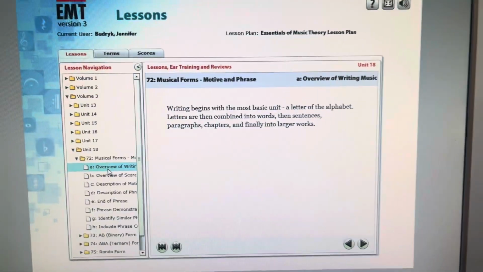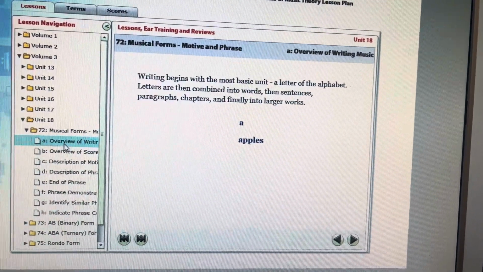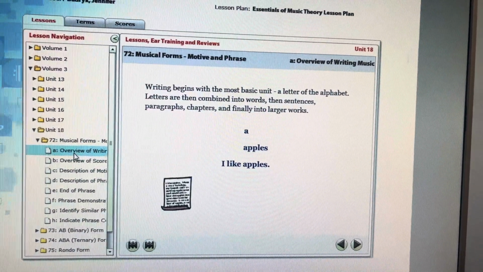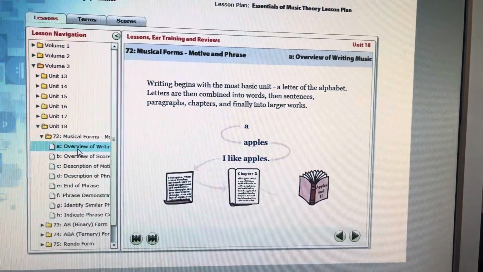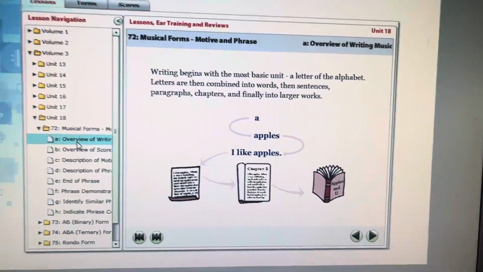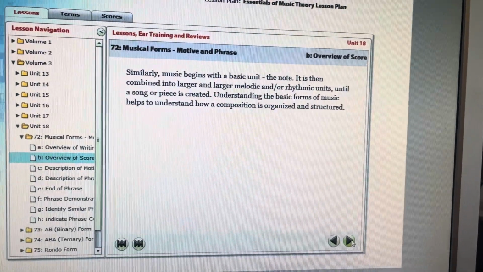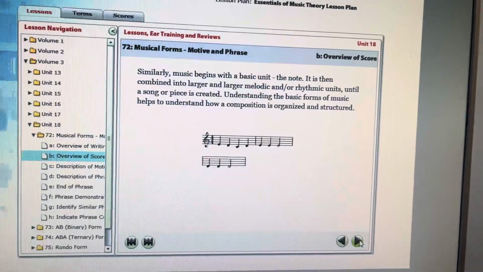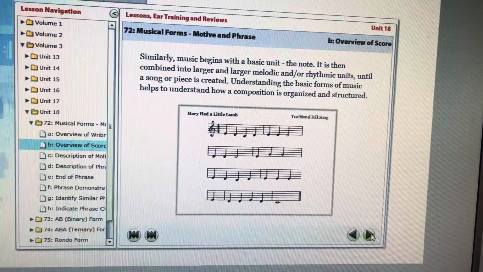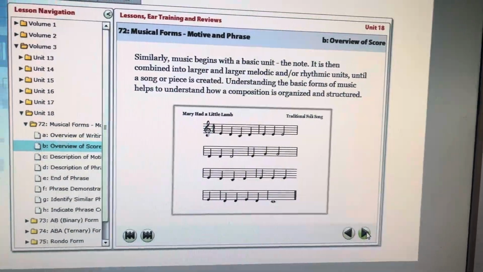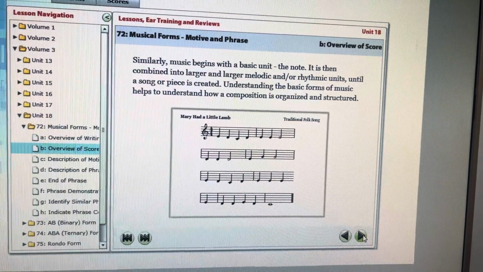Writing begins with the most basic unit, a letter of the alphabet. Letters are then combined into words, then sentences, paragraphs, chapters, and finally into larger works. Similarly, music begins with a basic unit, the note. It is then combined into larger and larger melodic and/or rhythmic units until a song or piece is created. Understanding the basic forms of music helps to understand how a composition is organized and structured.